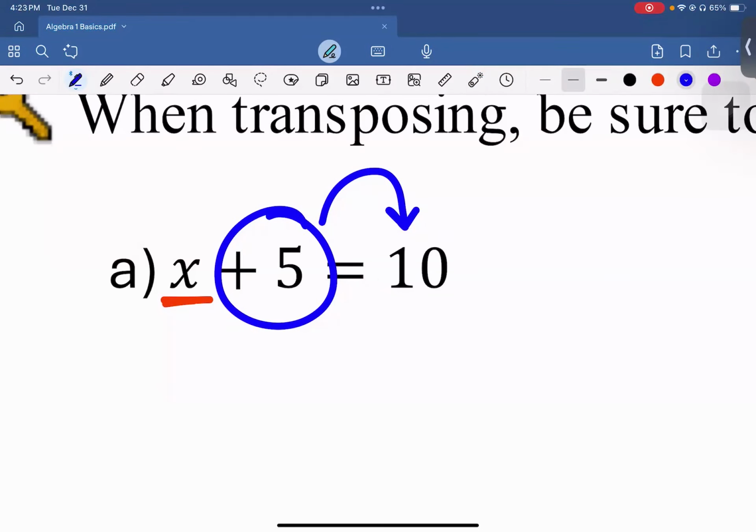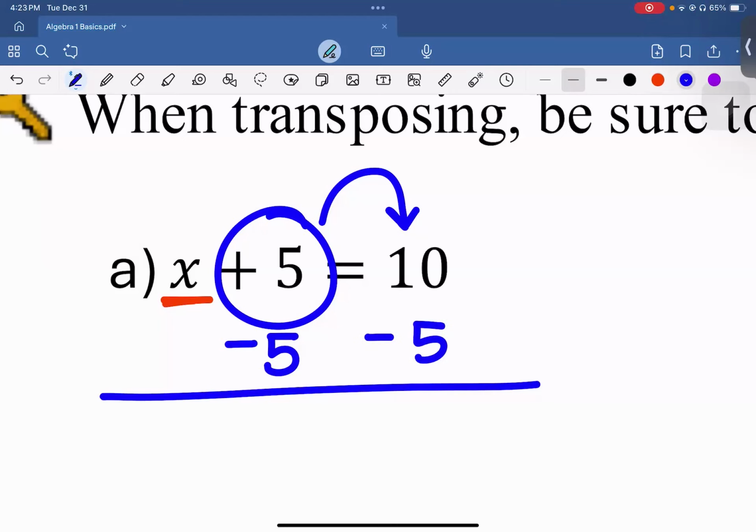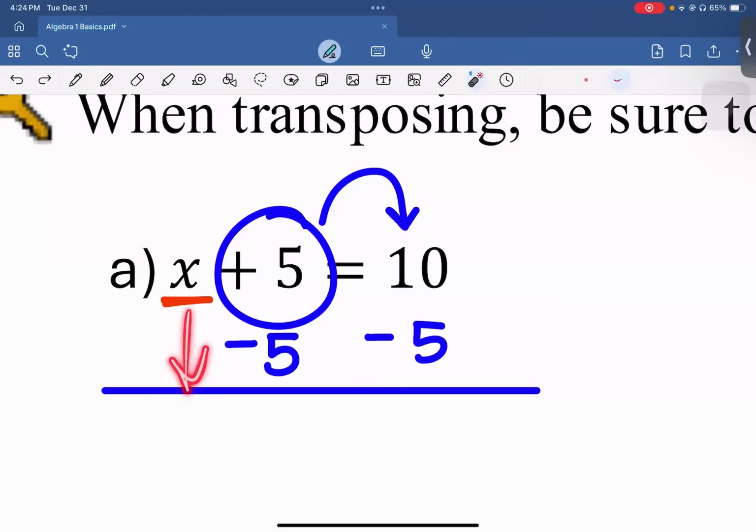I always like to circle my term that I'm transposing with the sign in front because that helps me determine what operation to switch it to. So because this is addition, the opposite is going to be subtraction. So I'm going to actually subtract 5 on both sides. If I bring everything down, my x is going to come down. I'm going to have x.